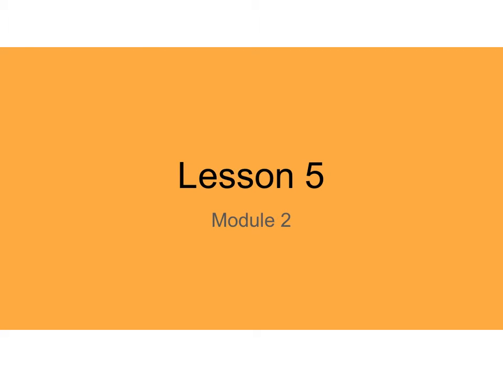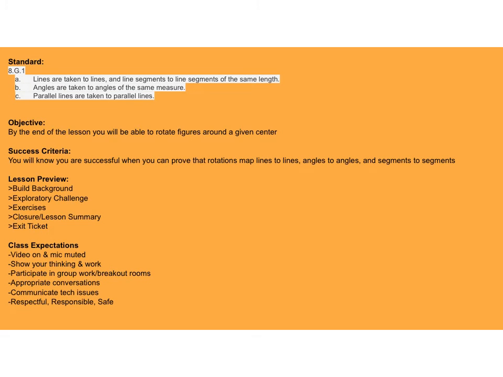Let's go over the objective and success criteria for today. Alright, for today the objective is that by the end of the lesson you'll be able to rotate figures around a given center. You'll know you're successful when you can prove that rotations map lines to lines, angles to angles, segments to segments, rays to rays, all of that. Okay, let's go ahead and get started.